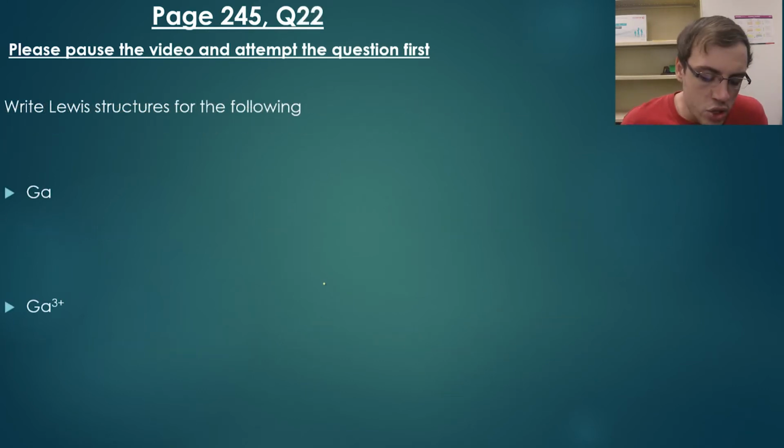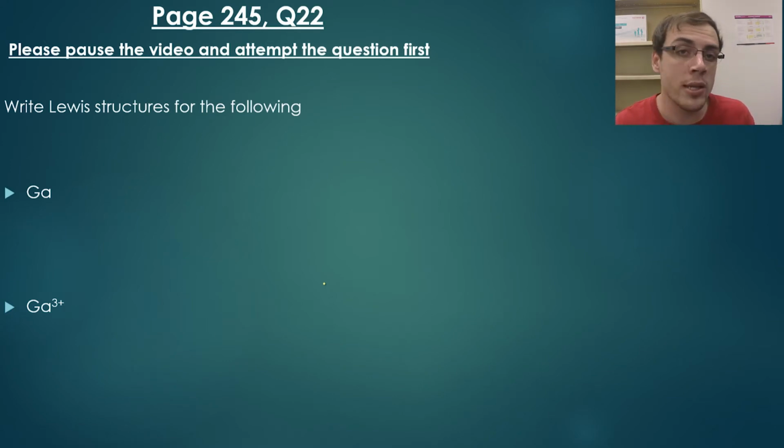Okay, the next one is write the Lewis structures for the following. Now, I want you to pause this video, have an attempt yourself, and then we'll work through it together. So the first one is write the Lewis structure for gallium. So gallium, if we have a look on the periodic table, and again, we only look at the S and P subshells, we will see that gallium has 3 valence electrons.